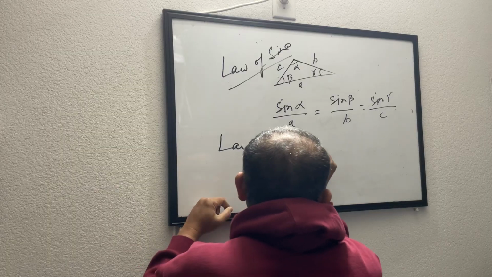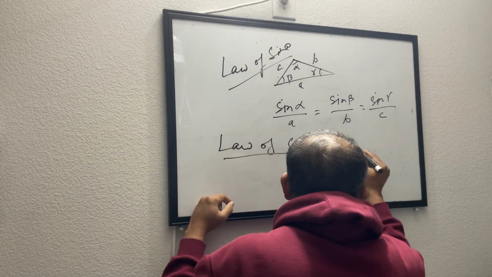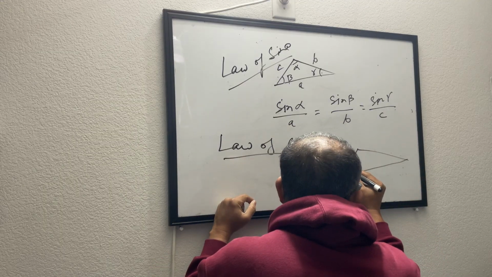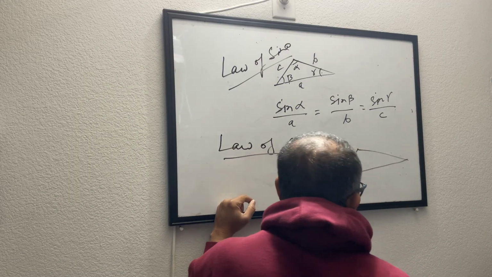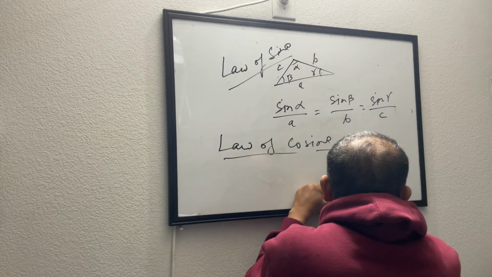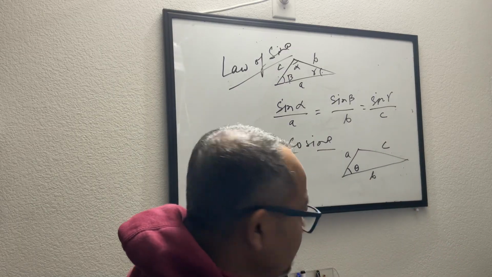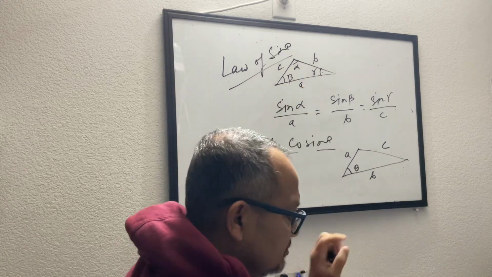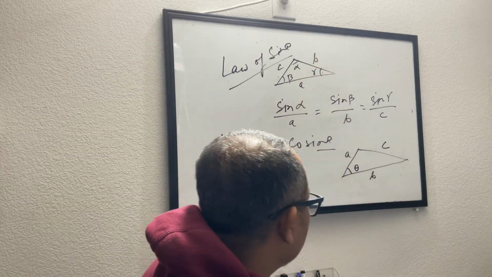Law of cosine says that if you have a triangle, any triangle, and you have angles, let's say this angle I'm giving a name theta. The sides are, let's say, A, B, and C. Okay, let me not jumble things. This one we know. Now we are coming to law of cosine.